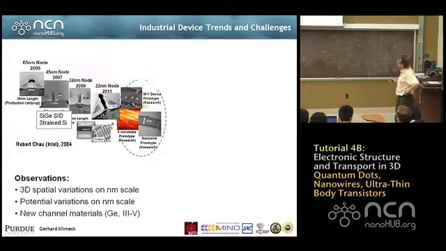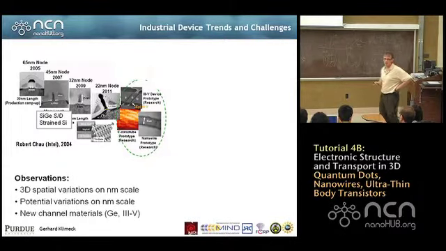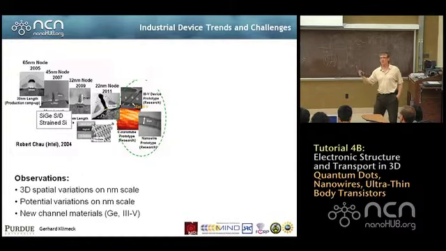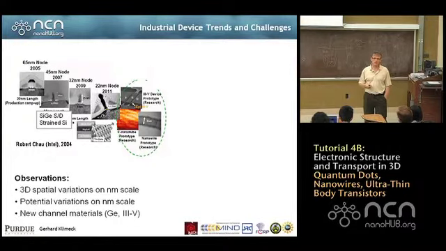So clearly you've seen slides like this with industrial trends of devices getting ever smaller. And what I like to assert from my experience and from this graph here is that you have 3D spatial variations on a nanometer scale. It's no longer just planar scaling and these devices are large. You have potential variations on a nanometer scale. And you have really starting to look at new channel materials like germanium and 3,5 materials are reemerging again. So it's not standard silicon by itself alone.